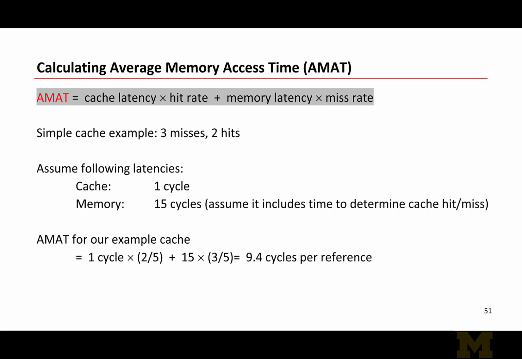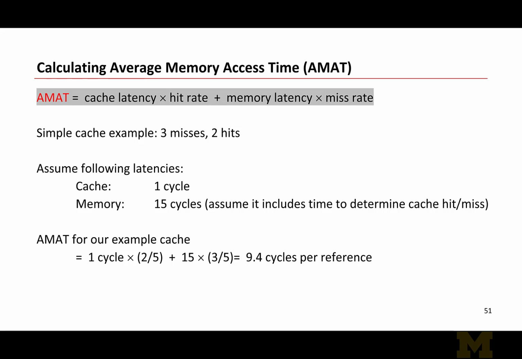Just like how we had defined performance metrics like CPI and execution time for the data paths, we would like to define a metric to measure the performance of a memory subsystem. So the metric that we're going to use is called the average memory access time, or AMAT.